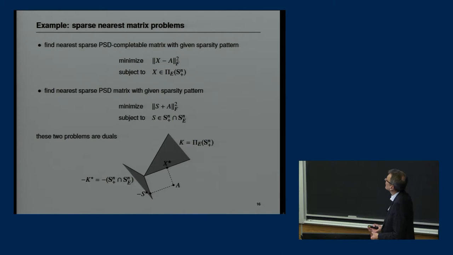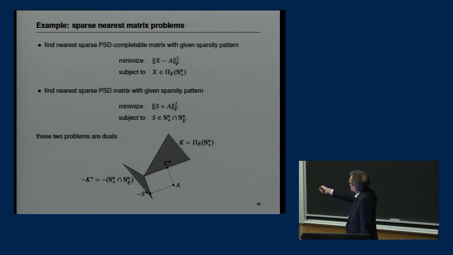And those are actually dual problems because of the duality between these two cones. So projecting on one cone is the same as projecting on the other cone and then subtracting from X. In the first problem, you project on the cone of positive semidefinite completable matrices, or you can project A on the negative of the cone of positive semidefinite matrices, and they're essentially the same problems, or dual optimization problems.